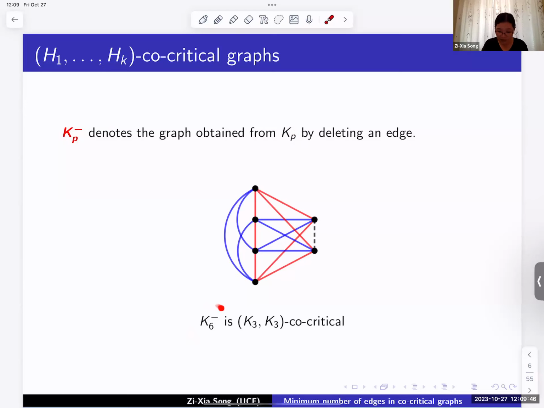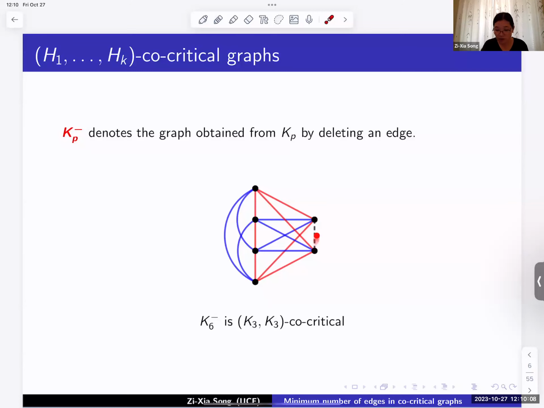Now, this is a K6 with one edge removed. And you see here, I give you a critical coloring of the K6 with one edge removed graph. This graph is K3 co-critical because the graph G itself has a critical coloring. I showed you here. This actually is going to be the unique one.